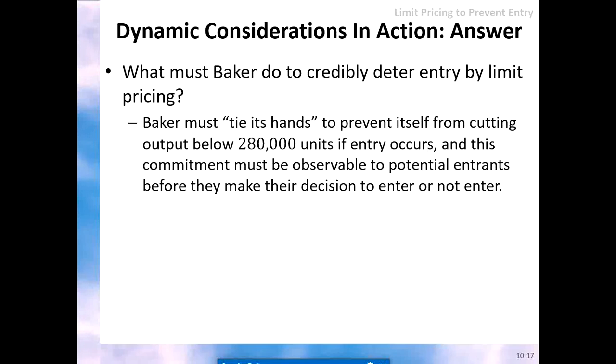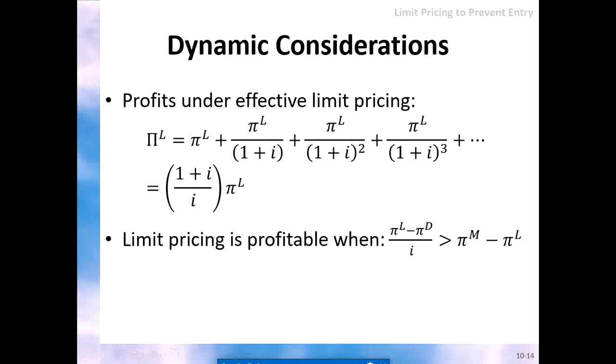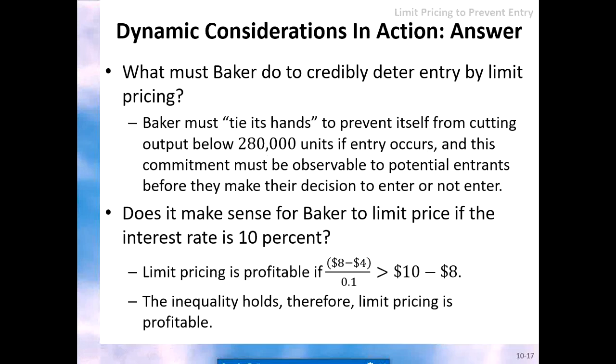So we are going to use this formula and see if pi L minus pi D, divided by i, is greater than pi M minus pi L. Here pi L is 8, pi D is 4, and the interest rate is 0.1, so 8 minus 4 divided by 0.1, and we check whether it is greater than 10 minus 8. Obviously, this holds. 8 minus 4 is 4, divided by 0.1 is 40, which is greater than 2. So limit pricing in this case is profitable.